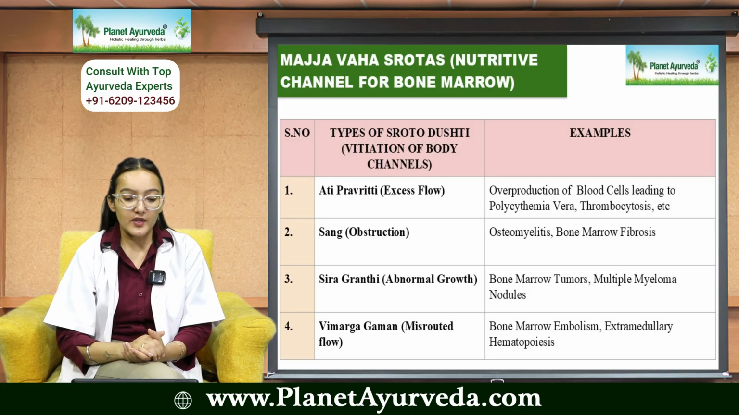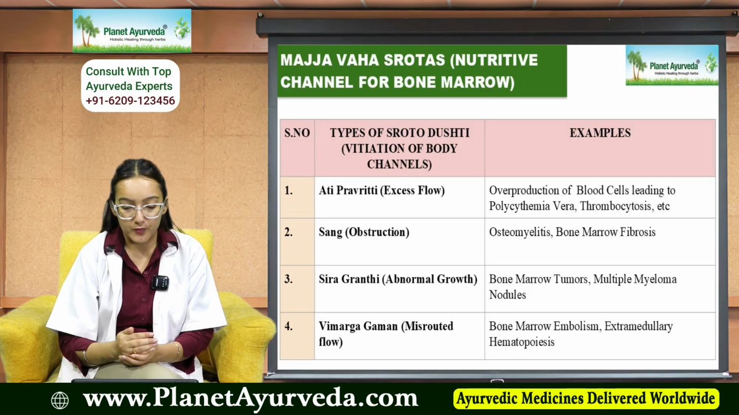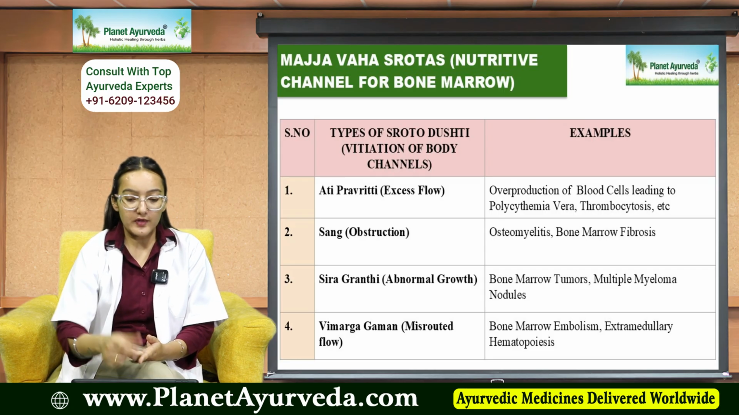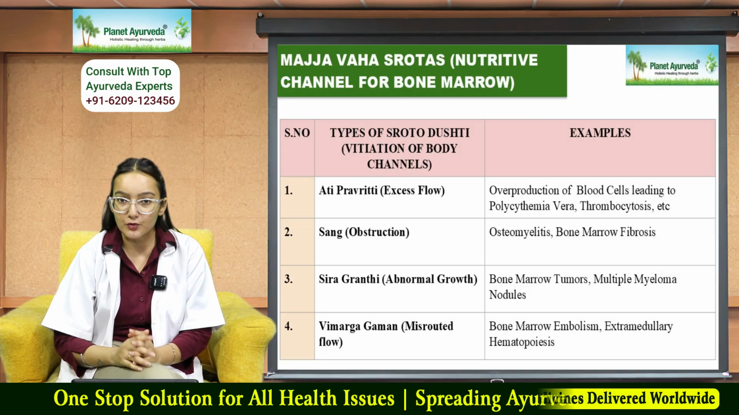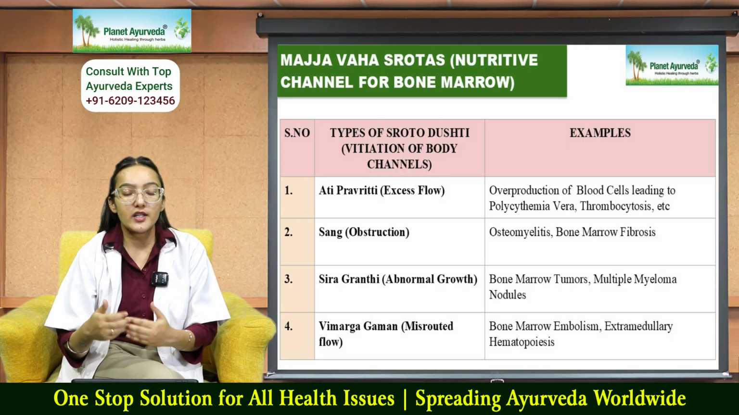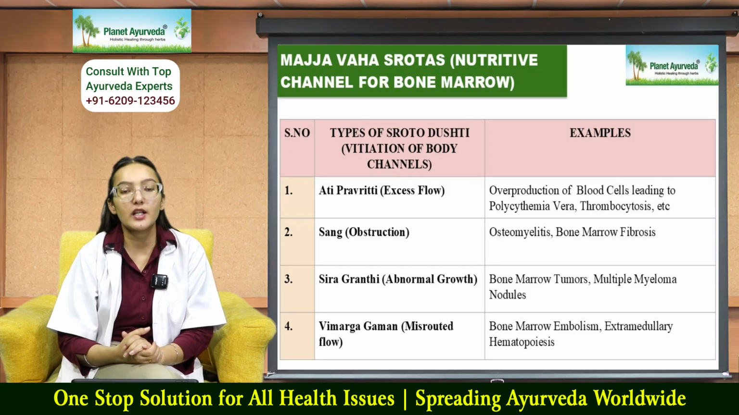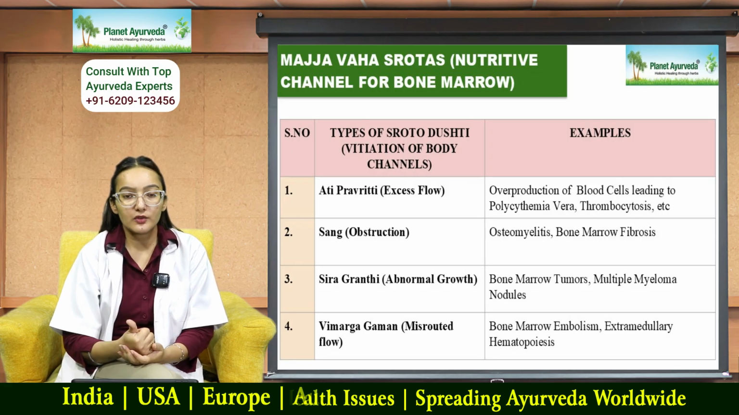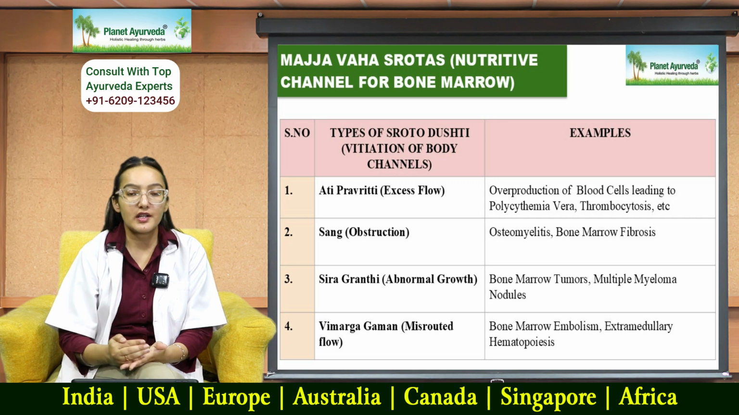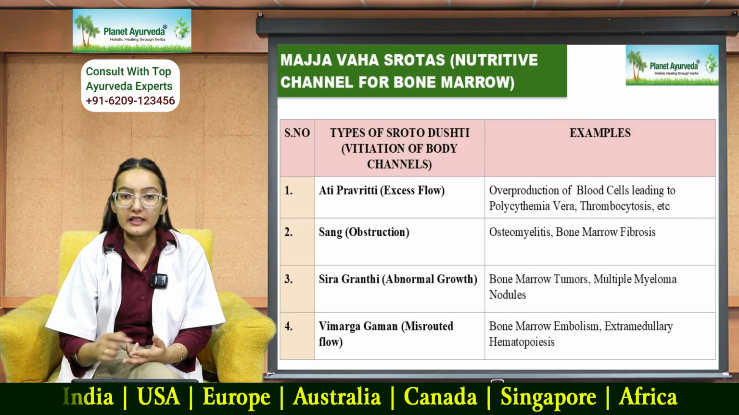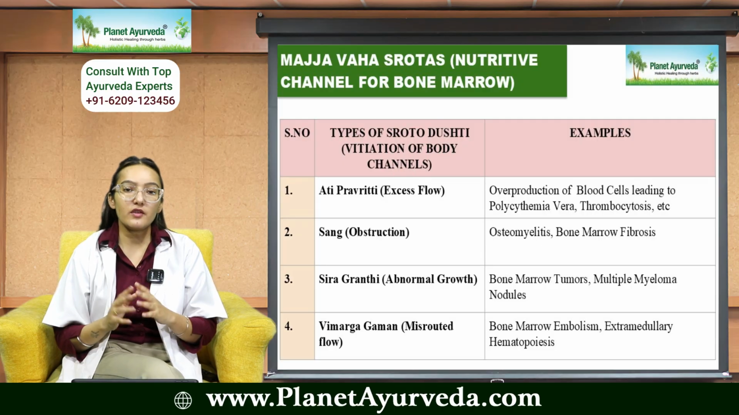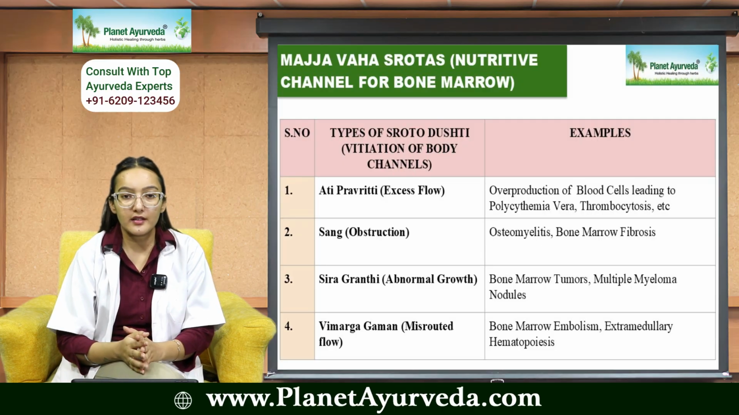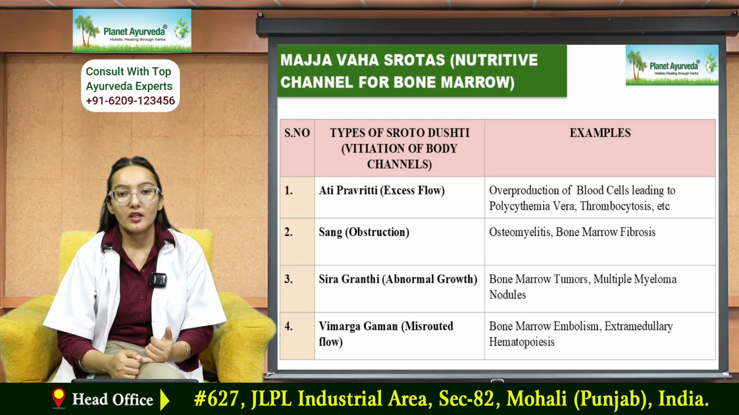their examples. First one is Atipravritti or excess flow. What is going to happen? First of all, to know the examples of Visheshan of Majjavaha Srotasa, we must know the role of Majja Dhatu in our body. Basically, Majja Dhatu helps in the formation of blood cells: RBCs, WBCs, platelets. Mainly these three things form in the Majjavaha Srotasa. So Majjavaha Srotasa is also related to immunity.